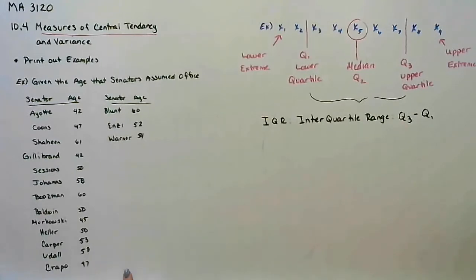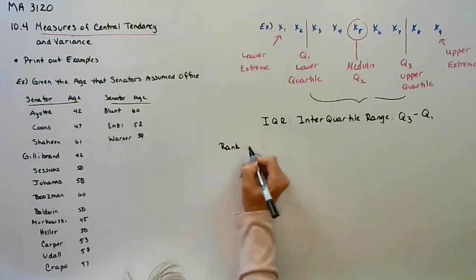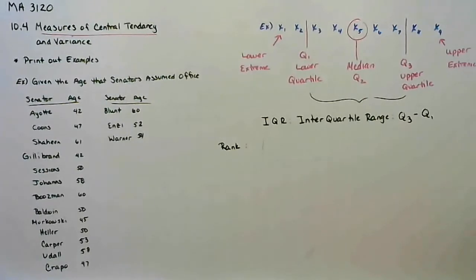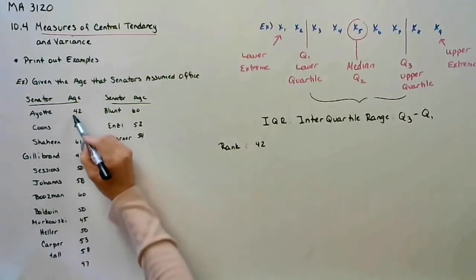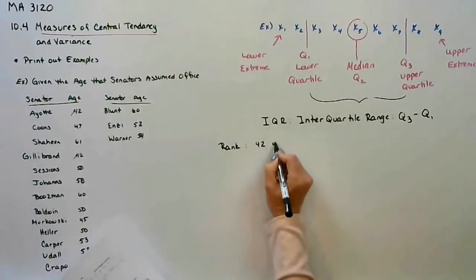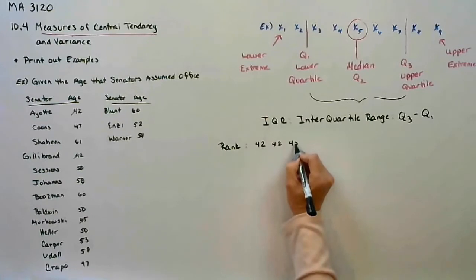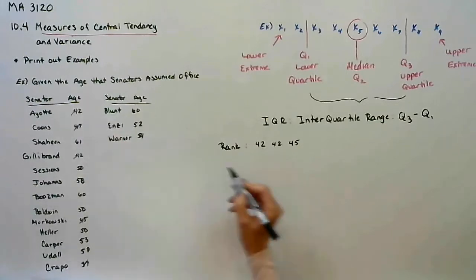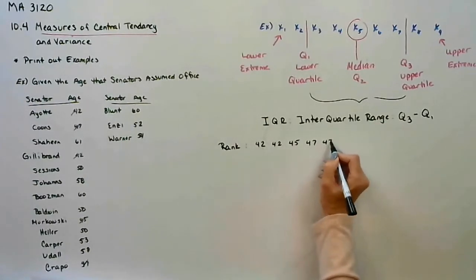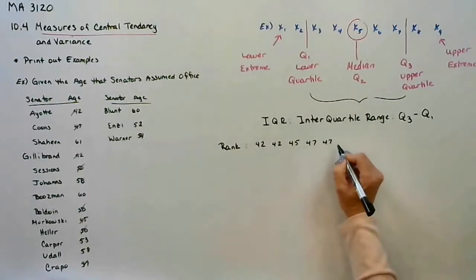The very first thing we need to do is rank our data from low to high. All right, so if we rank our data from low to high and we just start listing them, well, we have a 42-year-old, we have a 42-year-old, we have a 45-year-old. Then what have we got? A couple of 47s. I saw 50 a few times. 50, 50, 50, 3 50s.